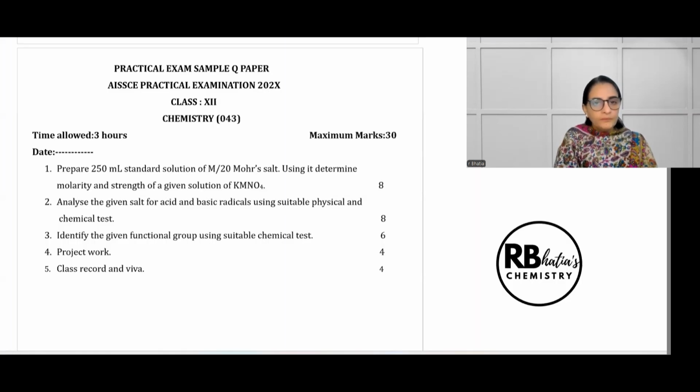Now, this is the format of the question paper, right? This is just a sample paper. You'll have the name of the exam here, and the year in which this is taking place. So this year, it's going to be 2025, class 12, chemistry. This is the subject code. Time allowed 3 hours, maximum marks 30, and we are going to put the date here.